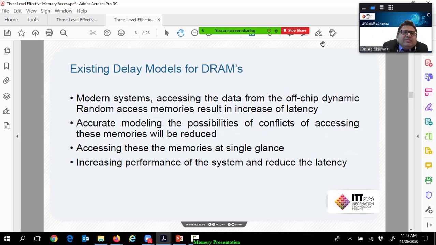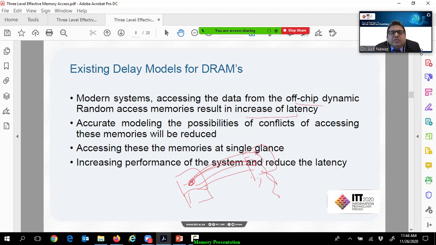So the existing delay model of DRAMs, the model systems, they do off-chip memory access. Again, there are two types of memory access. One is on-chip and one is off-chip. Off-chip is something we are discussing, and it results in increasing latency, because if from the cache or the register from the processor you have to go to memory, it will take time. And again, there is a computational complexity of the memory. So if you do some good modeling, and this is something we are seeing in all the core processors, these problems occur when there is more load on the processor and it gets stuck because it has to go to off-chip memory. We can access in multiple ways to improve the performance of the system and reduce the latency.